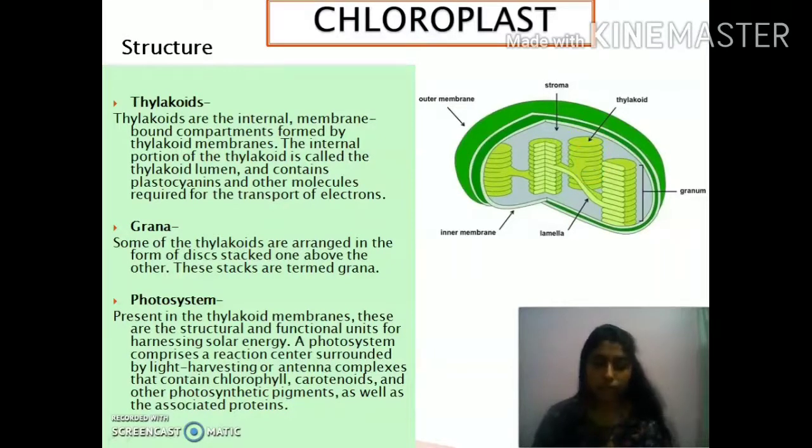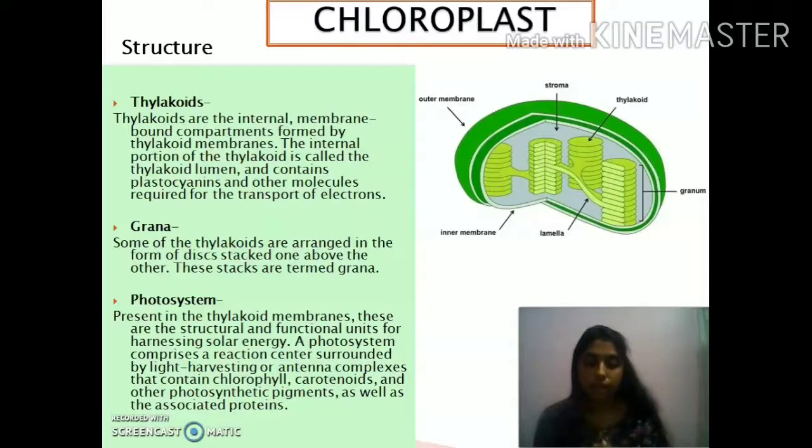The thylakoids are those specialized structures inside of which the light reactions of photosynthesis actually occur. So when you study the process of photosynthesis in your chapter, there you will study that the entire process of photosynthesis is a very complex one, and it is divided into two basic steps, or two steps of reactions.